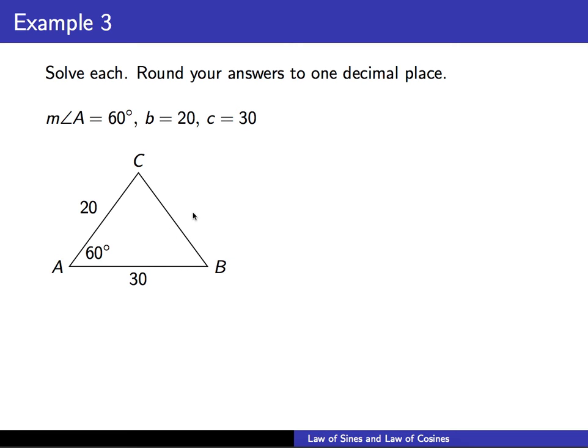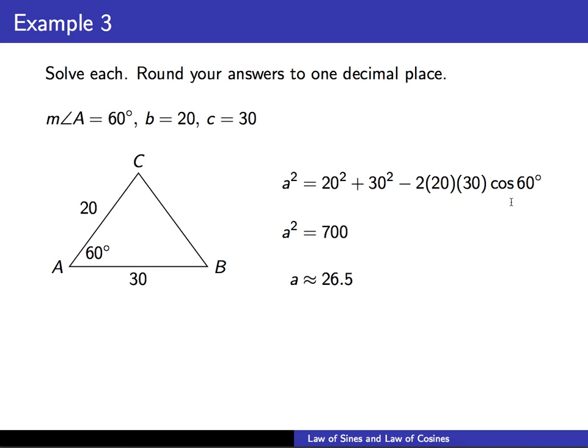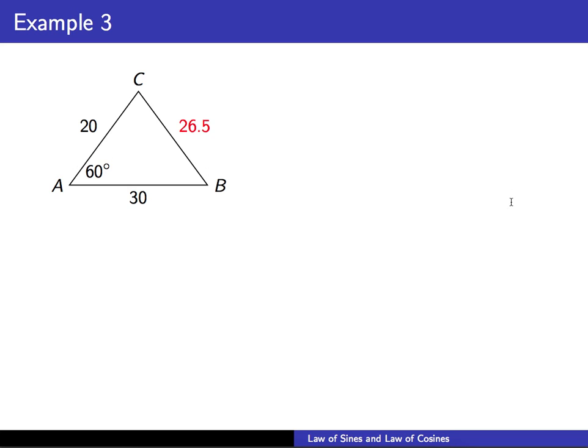So we need to find the length of side A, the measure of angle B, and the measure of angle C. Now, fortunately for us, there's really only one thing we can do at this point, and that is we have to find the length of the side opposite the angle we know. In this case, we have to find the length of side A. So we get A squared equals 20 squared plus 30 squared, that's B squared plus C squared, minus 2 times 20 times 30 times the cosine of 60. And we get A squared equals 700, which means if we take the square root of 700, we get about 26 and a half. So A is about 26 and a half.